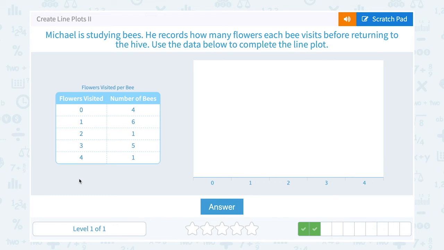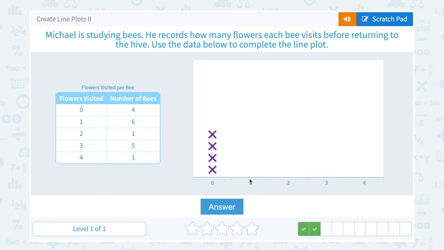Michael is studying bees. He records how many flowers each bee visits before returning to the hive. Use the data below to complete the line plot. Just like last time, when I scroll over one of these numbers, it gives me X's. So I'm going to use an X to represent each bee. The number of flowers visited, 0, 1, 2, 3, and 4, is on the X-axis. 0 flowers were visited by 4 bees. So if I go to 0, I'm going to draw 4 X's to represent those 4 bees.